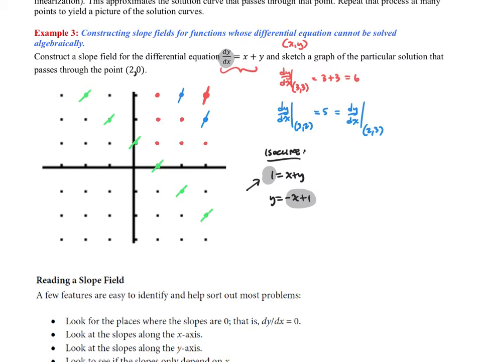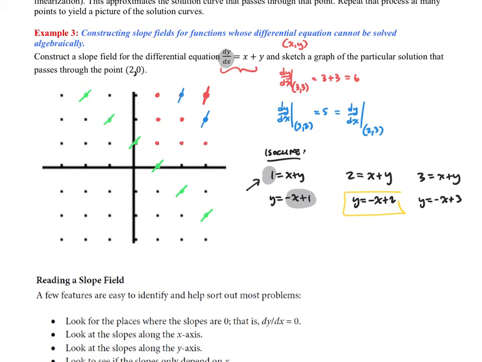Okay, let's use that same idea and find where dy dx equals 2. That would be when y equals negative x plus 2. How about when dy dx equals 3? That would be along the line where y equals negative x plus 3, and so on and so forth. Let's plot each of these isoclines.